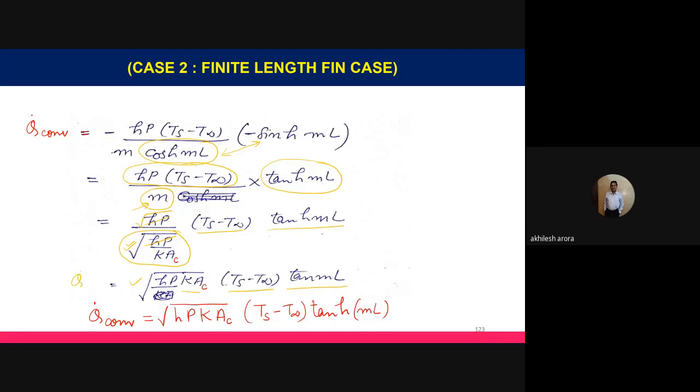So this is the value of Q convection, and this is the answer for Q convection, and the same answer we got when we derived the conduction equation. So this is the final answer that we get, whether the heat is being transferred because of conduction or because of convection. This is the second case, so we have finished with it. Now we are going to the third case, and that is the final case in the case of fins.